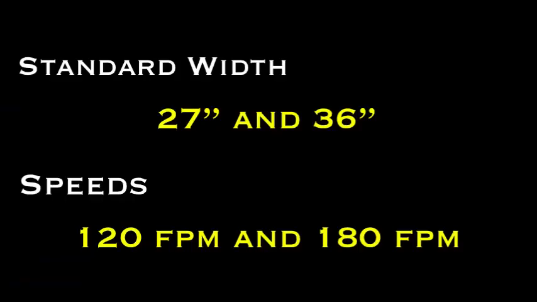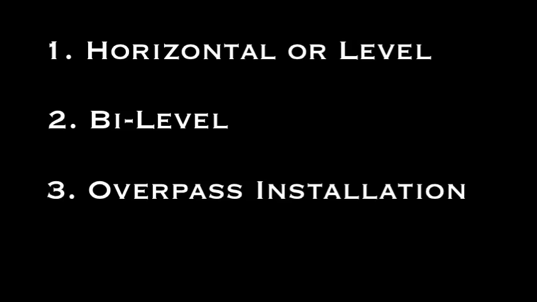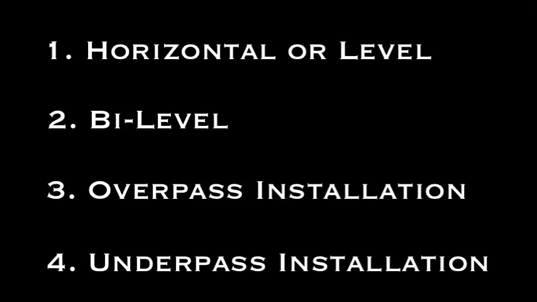These are the typical specifications of moving sidewalks or electric walks. There are four types of installation of moving sidewalks or electric walks. First is the horizontal or level. Second is the bi-level. Third is the overpass installation. And lastly, underpass installation.